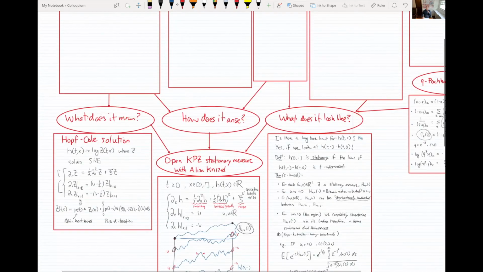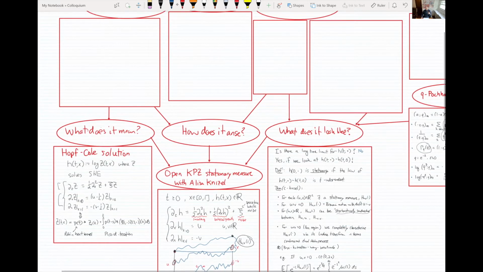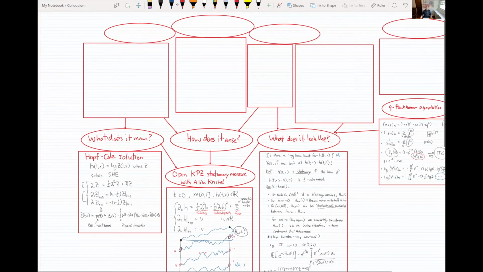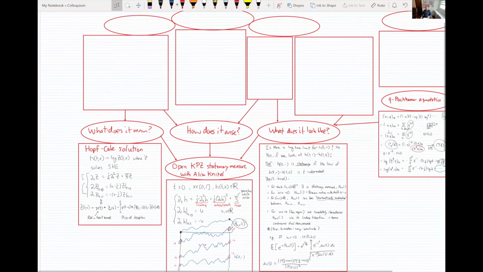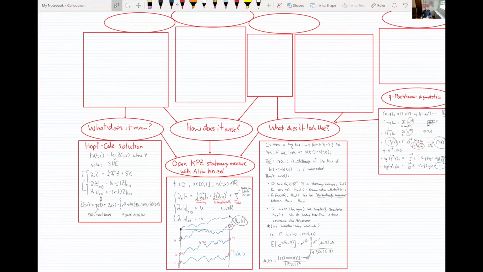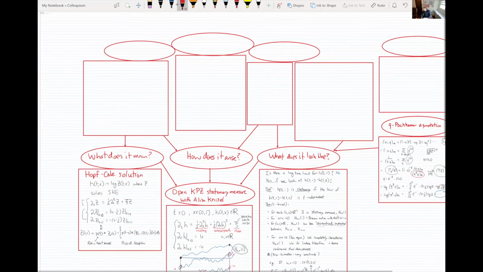Now, what I want to explain in the second part of the talk is, where does any of this come from? How does the KPZ equation arise? And how do you get a handle on any of this stuff about the stationary measure? It's not at all clear, I would say, where any of this is coming from. So what I'll focus on for the second half of the talk is a discrete model called the open ASEP.